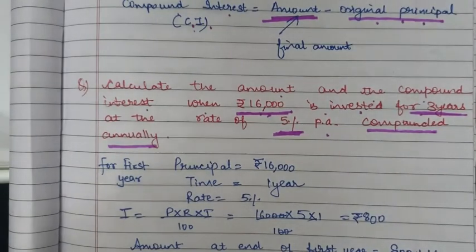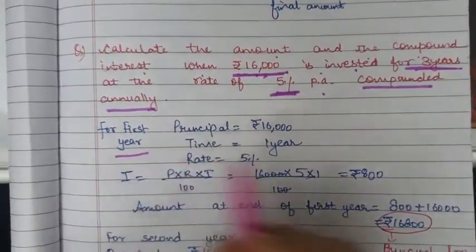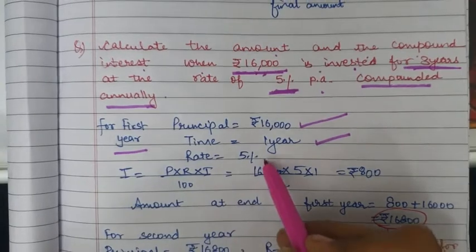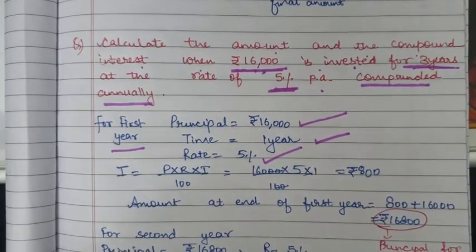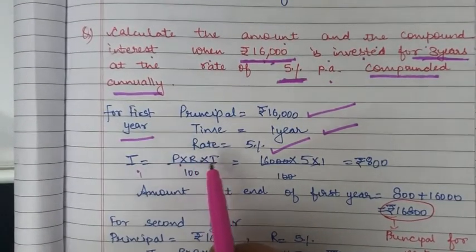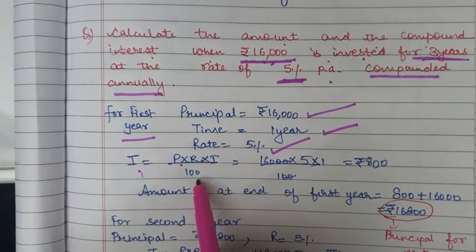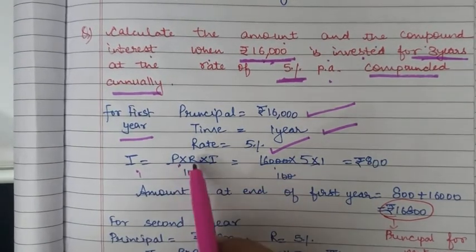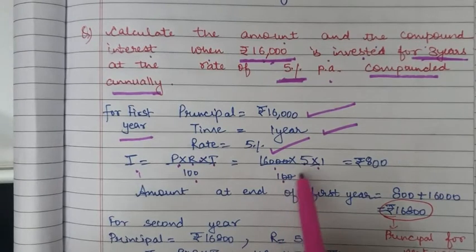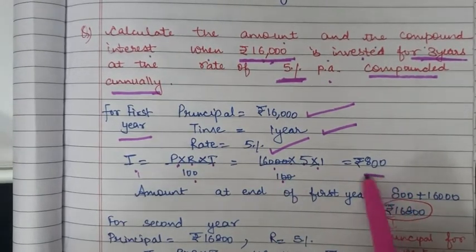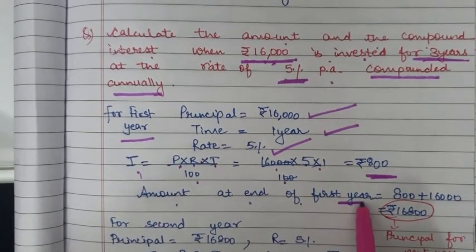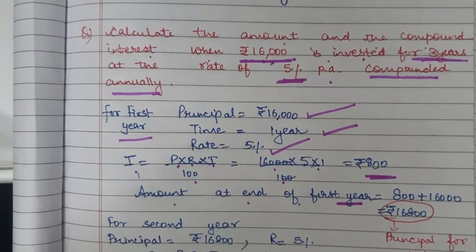Compounded annually means the interest is getting added to the principal every year. Clear, children? For the first year, the principal is 16,000. Time we will take 1 year. Rate of interest we will take 5%. So the interest formula: principal into rate of interest into time upon 100. Principal 16,000, rate of interest 5, time 1 year, upon 100. Now these two zeros cancel out. What we get? 800.